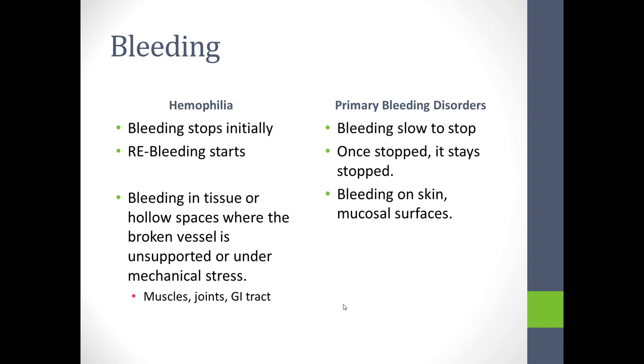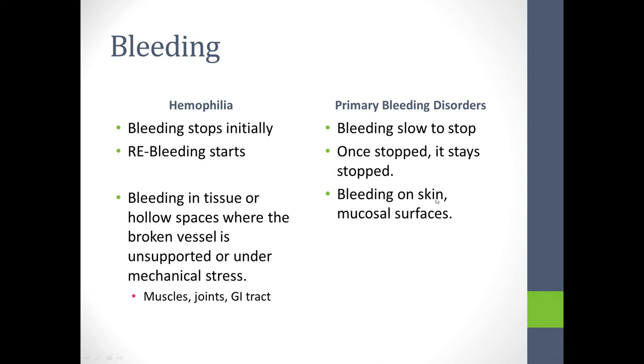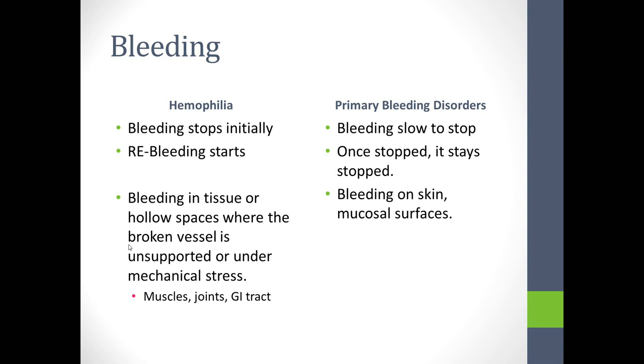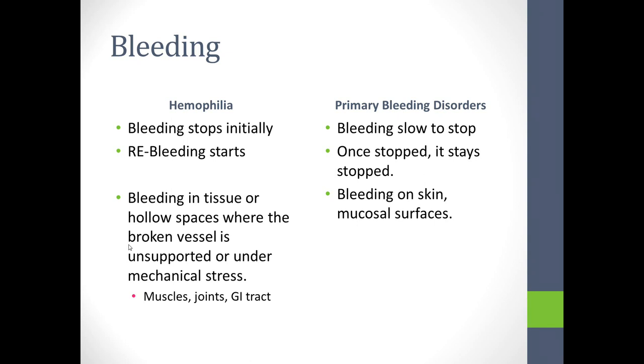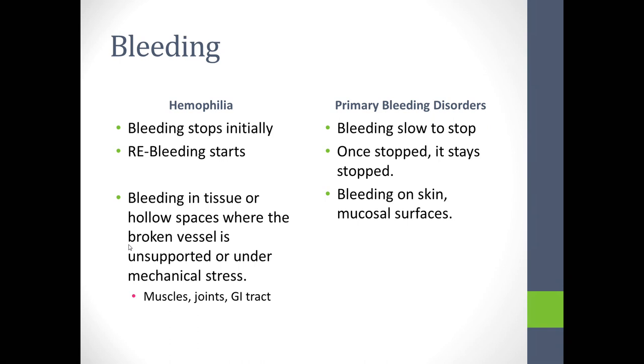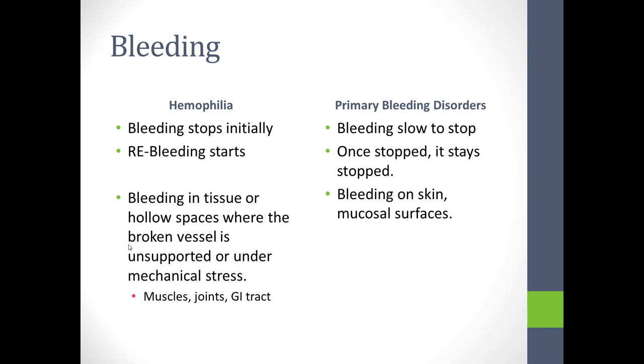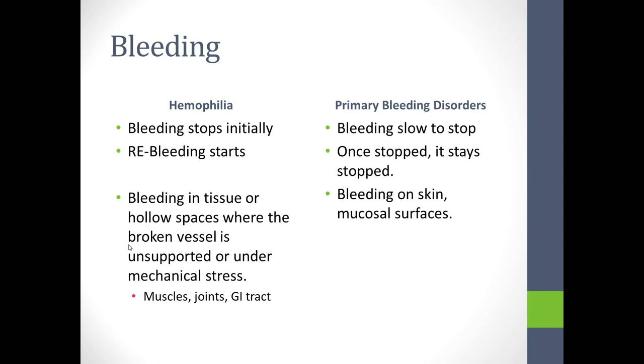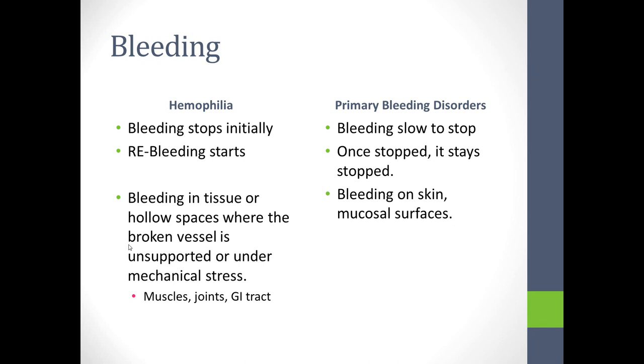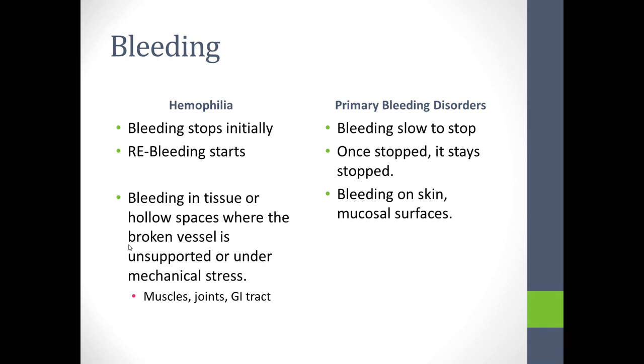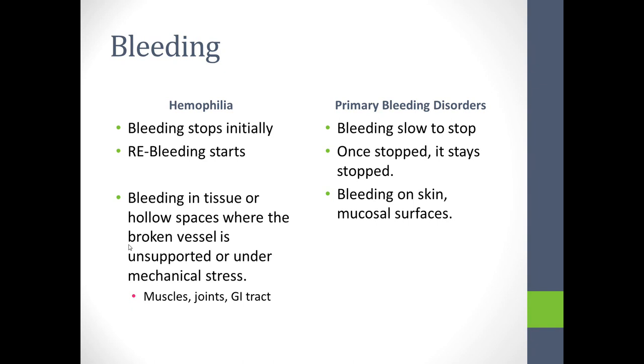Okay. Bleeding in primary hemostatic disorders is on the skin and the mucosal surfaces, basically the parts of the body that are exposed to the outside world. And hemophilia is bleeding in the tissue or hollow spaces inside the body. This is where broken blood vessels are unsupported or under mechanical stress. For example, when you step on your heel, the blood vessels in your ankle and knee are under the weight of your body. You move your arm and the muscles that you use to move your arm are squeezing and stretching the vessels that feed them.